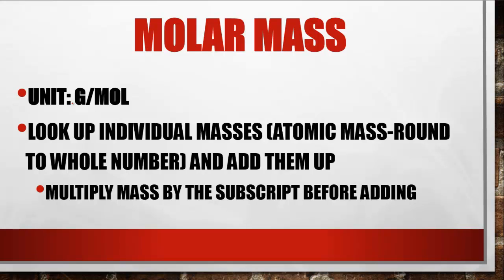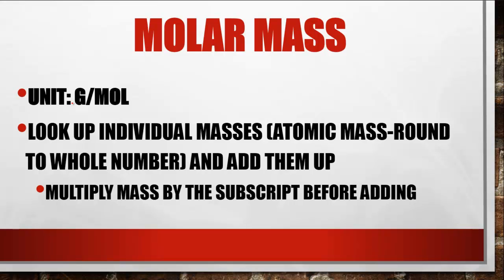So to do this, we are going to look up the atomic mass on the periodic table. So now may be a good time to take out your periodic tables. And you'll notice there's lots of decimal places after some of these numbers. So just to make it easier on ourselves, we're going to round it to a whole number.